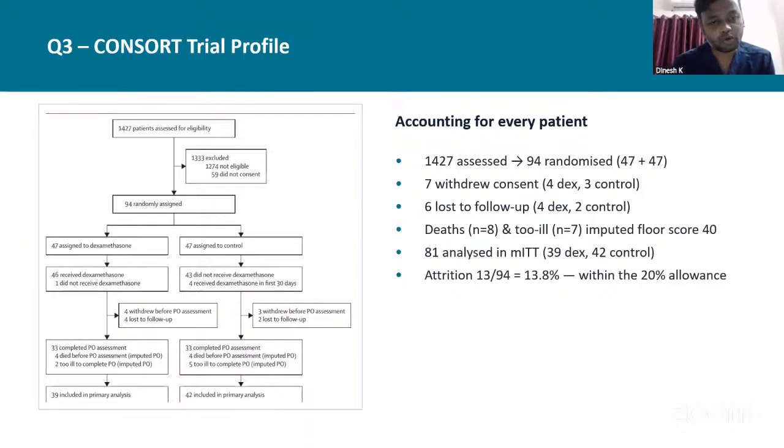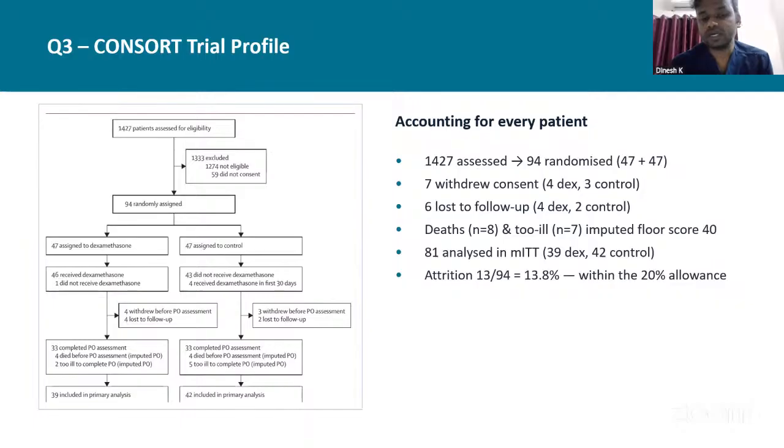In the dexamethasone group, 4 withdrew consent before the primary outcome assessment, and 4 patients were lost to follow-up. In the control group, 3 patients withdrew before the primary outcome assessment, and 2 patients were lost to follow-up. In the dexamethasone group, 33 completed a primary outcome assessment, 4 died and two were too ill. For all those 6 patients, the minimum score of 40 was given, so imputed primary outcomes were available for these 6 patients.